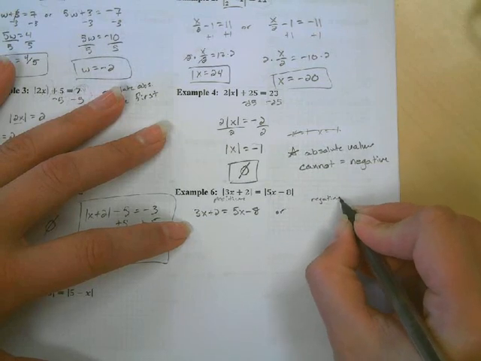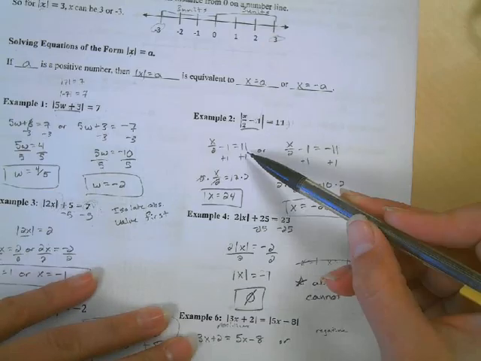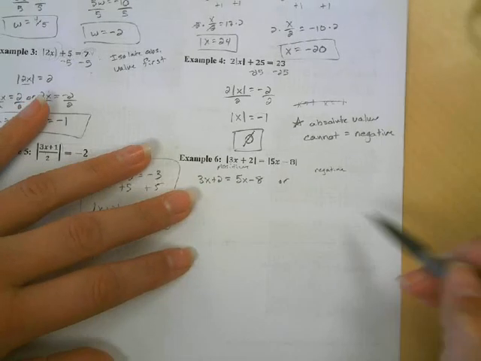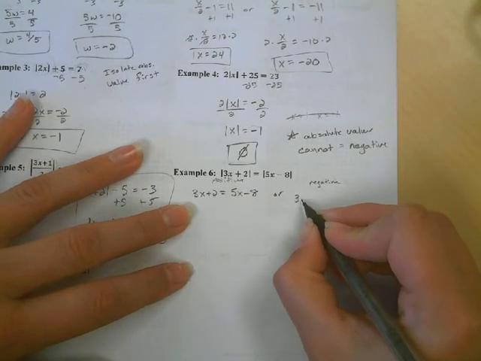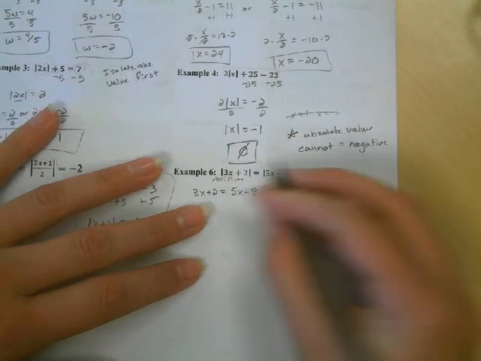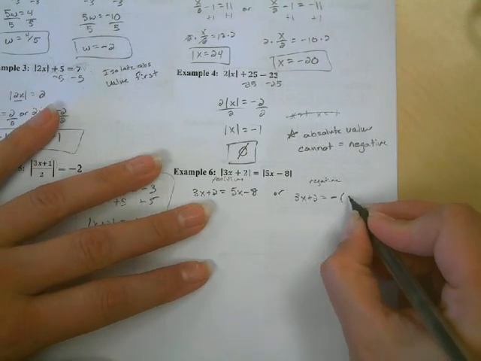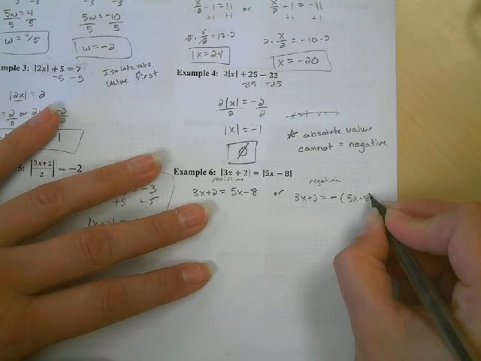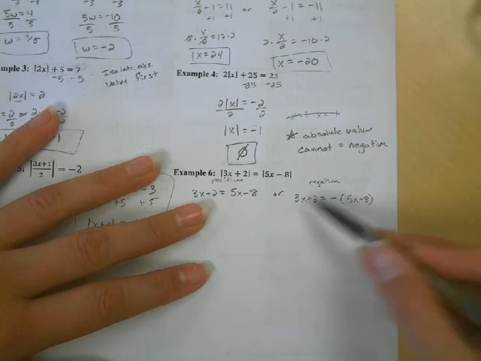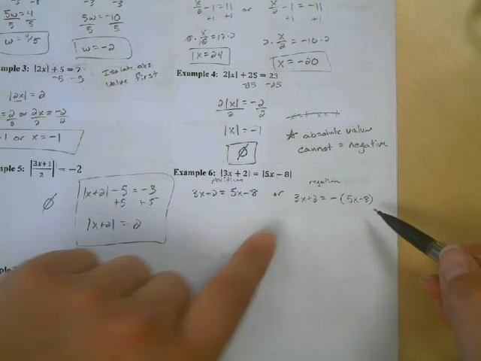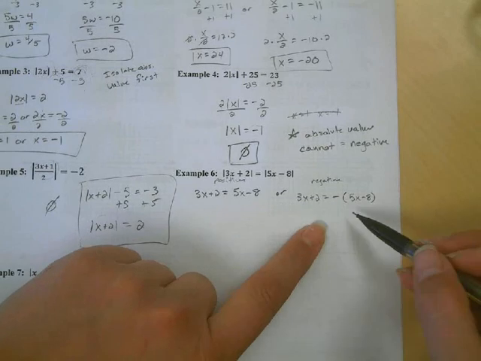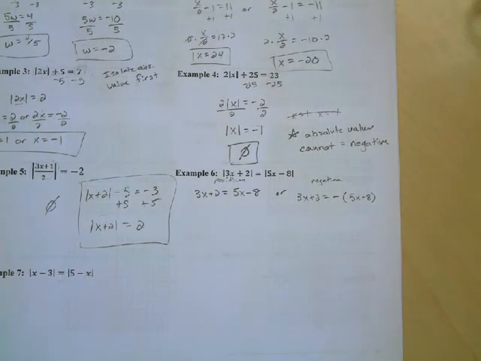Okay, so just like we did on all of these where we did positive and negative, we have our positive and then negative. You're going to leave the left-hand side the same and make a negative out of the entire right-hand side. Now, technically, you could do a negative of the first side and leave the right-hand side the same. That's fine. So I could do negative 3x plus 2 equals positive 5x minus 8. That would be perfectly acceptable.